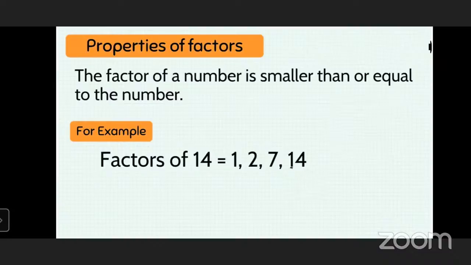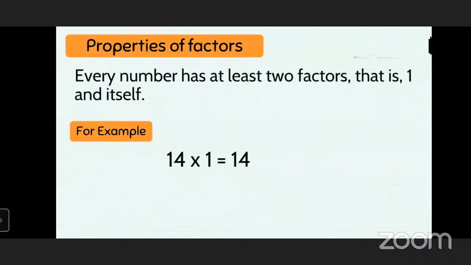Now an example of 12. Tell me the factors of 12. 1, 2, 3, 4, 6, and 12 itself. Very good, very good. These are the factors of 12.